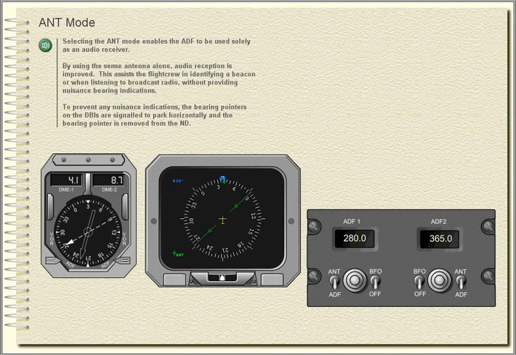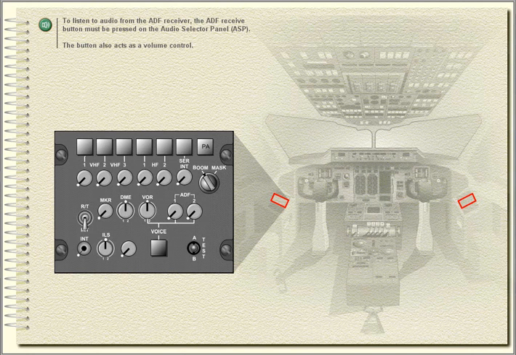ANT mode. Selecting the ANT mode enables the ADF to be used solely as an audio receiver. By using the sense antenna alone, audio reception is improved. This assists the flight crew in identifying a beacon or when listening to broadcast radio without providing nuisance-bearing indications. To prevent any nuisance indications, the bearing pointers on the DBIs are signalled to park horizontally, and the bearing pointer is removed from the ND.